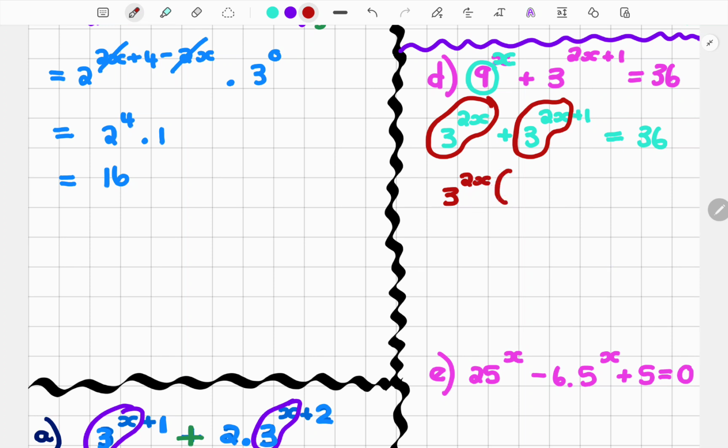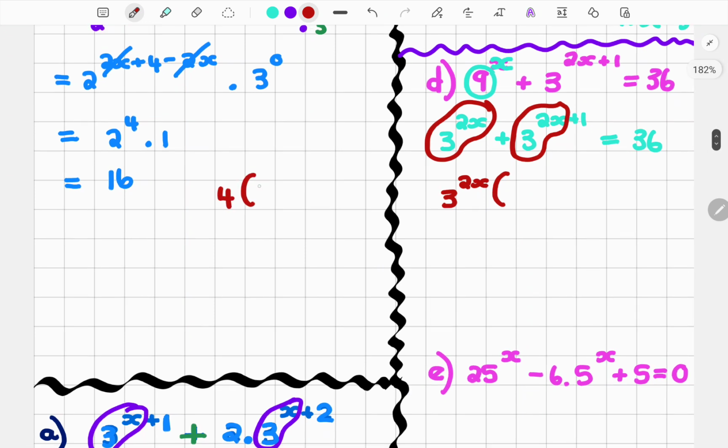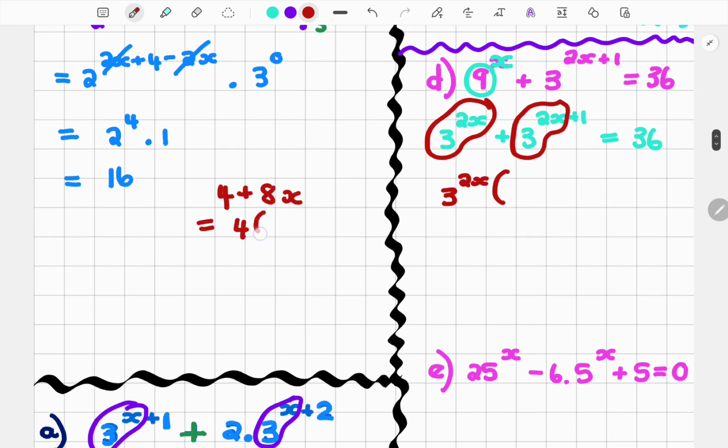Now what is left? Can you see, if I had 4 plus 8x, I'm just going to give you an example. If I take out a 4, what's going to be left? Can you see it's 1 plus 2x? So if you take out exactly the same, there's 1 left.